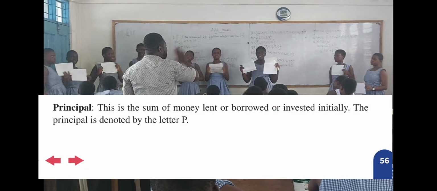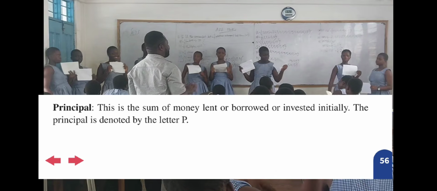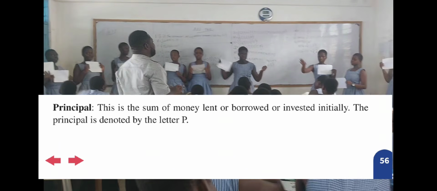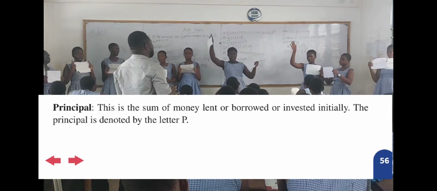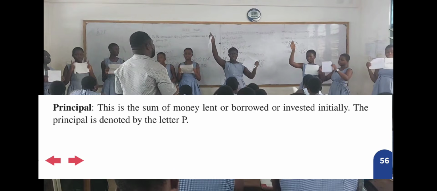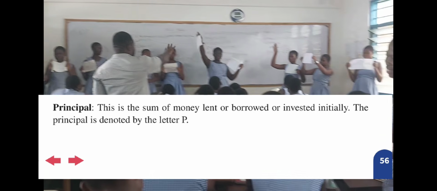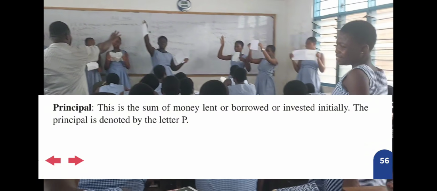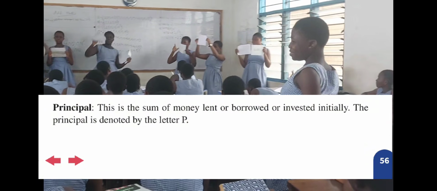Principal. This is the sum of money lent or borrowed or invested initially. The principal is denoted by the letter P. So the principal is the original money we put in the bank, either the original money or an initial amount you put in the bank with the expectation that you are leaving it in the bank. Maybe after 1 year, then you come and take it.